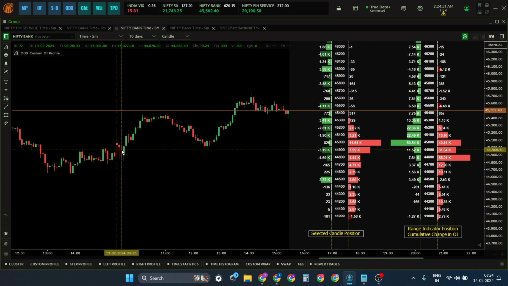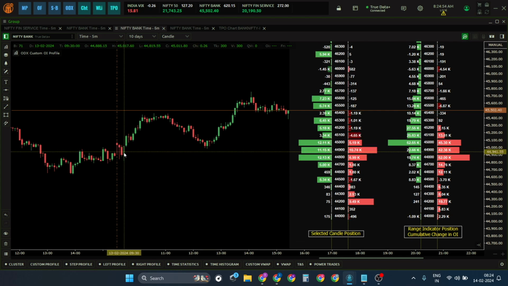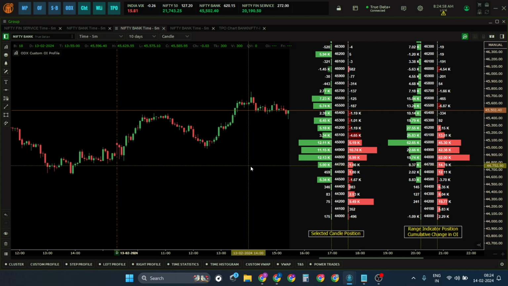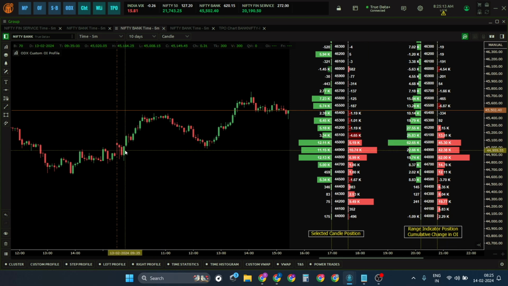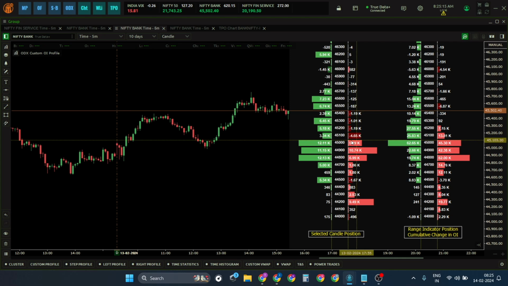Now let's switch to the fourth candle. This is a bullish candle. In this bullish candle, if you observe clearly, we got a lot of positions on the call side again. But if you observe here 44,800, 44,900 and 45,000, 45,000 is still constantly increasing its positions in this candle also. And 44,800 again became strong now with 62k.